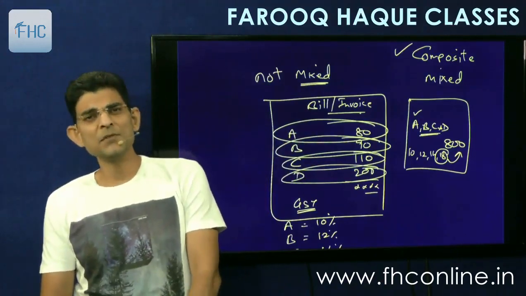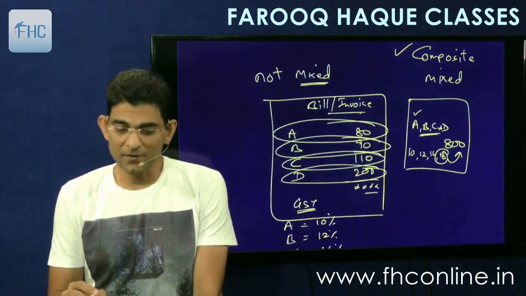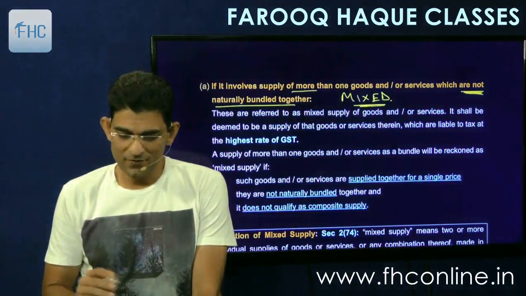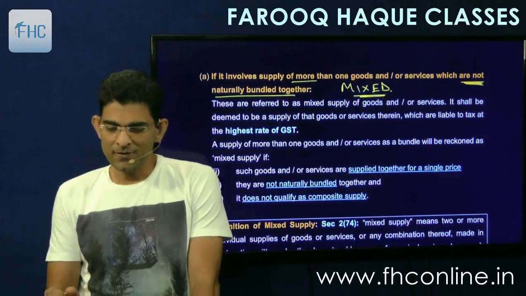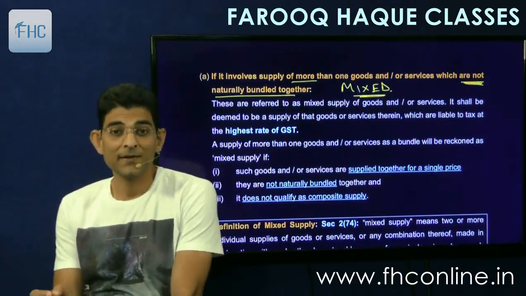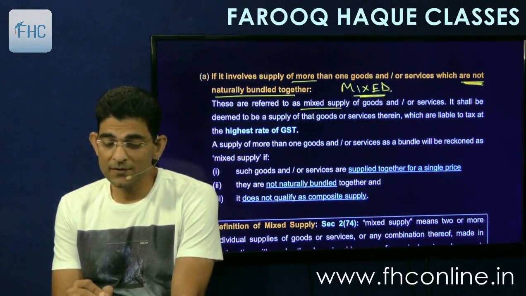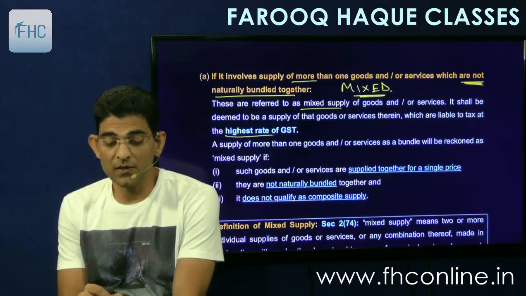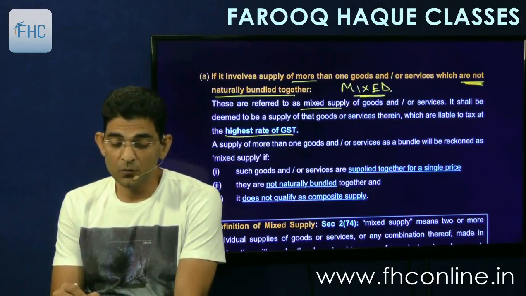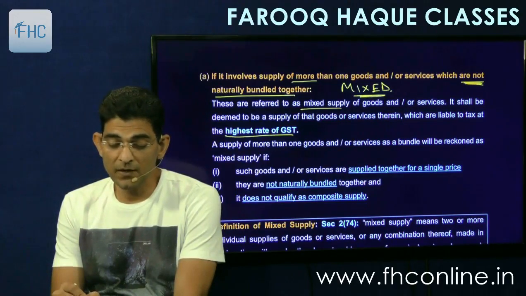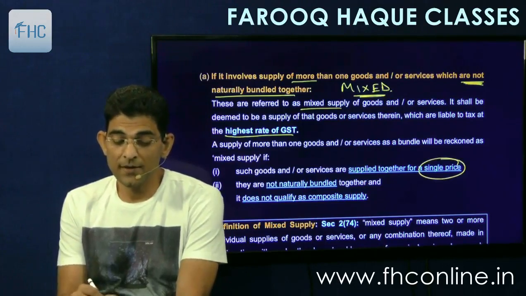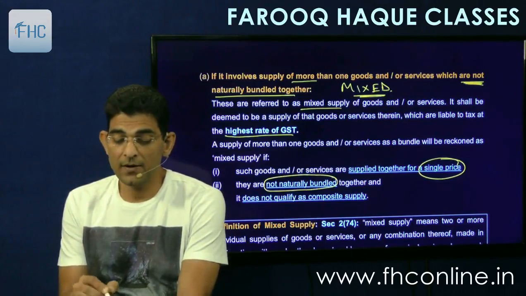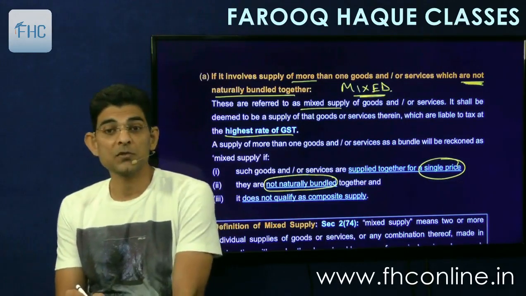Understood? So that is the simplest concept, composite and mixed supply. Very simple to understand. So see, it is given here that these are referred to as mixed supply of goods or services, and it shall be deemed to be a supply of that goods or service therein which are liable to tax at the highest rate of tax. A supply of more than one goods or service as a bundle will be reckoned as a mixed supply if such goods or services are supplied together for a single price, they are not naturally bundled, and does not qualify as composite supply.